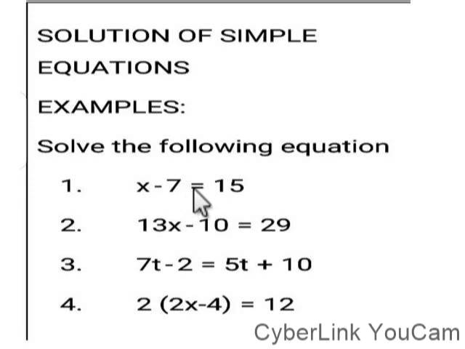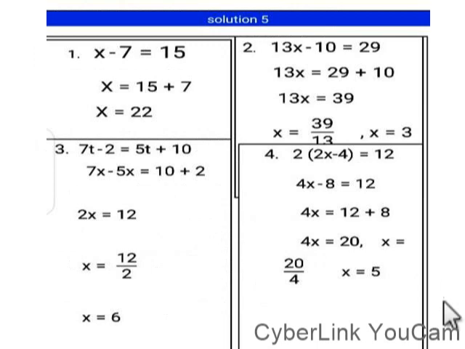So solving simple equations, just like the name implies, is quite simple. Alright, so let's look at the solution to these questions. Number one, we have x minus 7 equal to 15, and we are solving for x because this is an equation. How do we go about that? Our interest here is to make sure that this x stands alone and every other number goes to one side, so that x can stand alone.